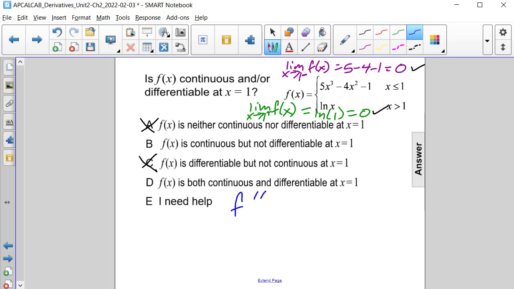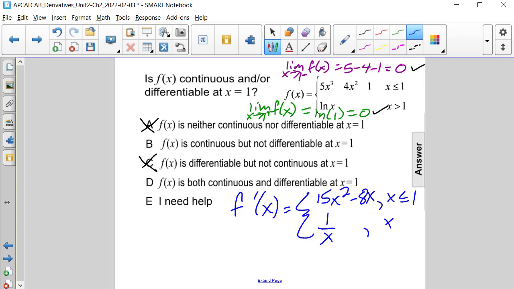So first let's figure out what f prime of x is for our two pieces. So we would have 15x squared minus 8x for x values less than or equal to 1. And then the derivative of natural log of x is 1 over x, and that'll be for x values greater than 1. And as I said, we have to determine if the slope of the tangent lines, or f prime of 1, is the same for both of these, or the limit of f prime of x as x approaches 1 from the left is equal to or not equal to the limit of f prime of x as x approaches 1 from the right.